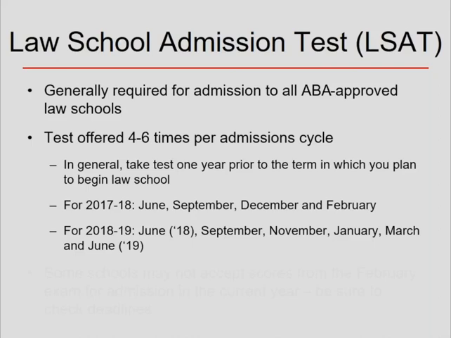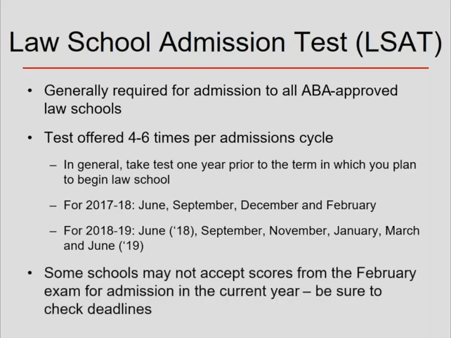For the 2018-19 admission cycle, the test is offered in June, September, November, January, March, and June 2019. So some schools may not accept scores from the February exam for admission in that current year, so be sure to check deadlines.